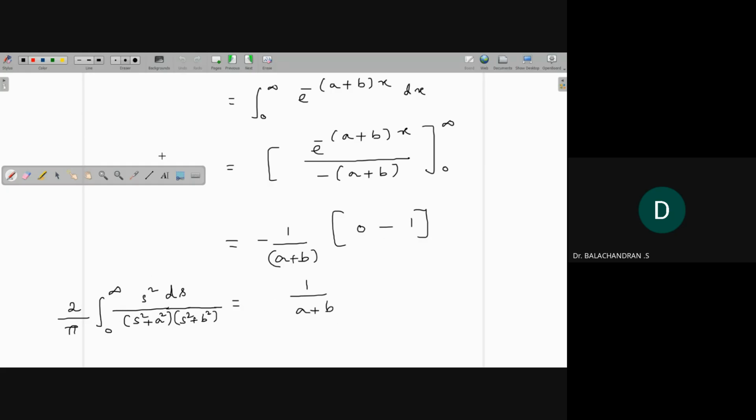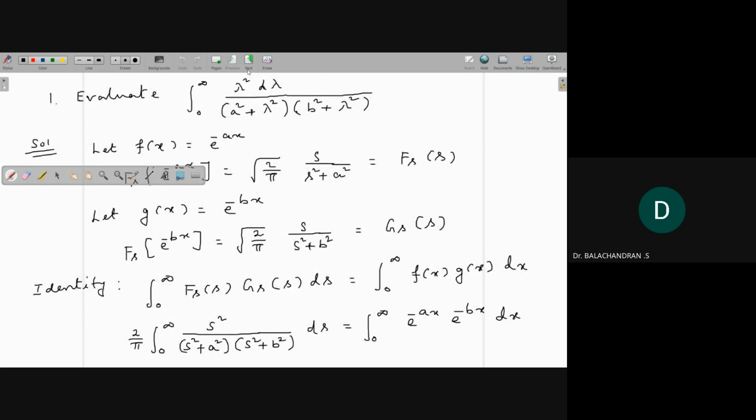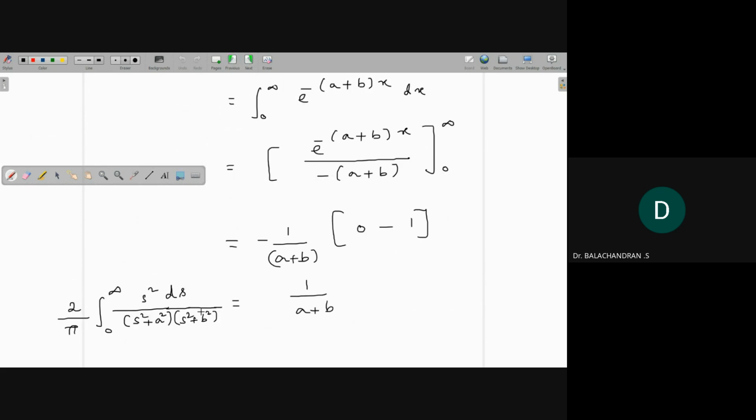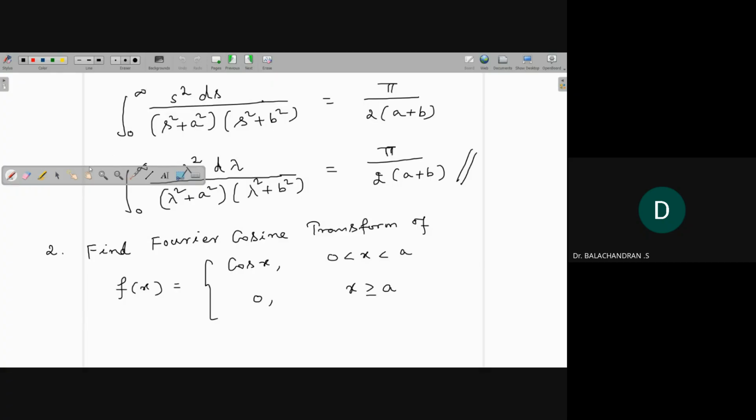The left hand side is as it is in the previous step. Now I need only this integral: integral 0 to infinity s square ds by (s square plus a square) into (s square plus b square) is pi by 2 into (a plus b). Now I need the answer in terms of lambda, so I change the dummy variable from s to lambda. So we will get the final answer.